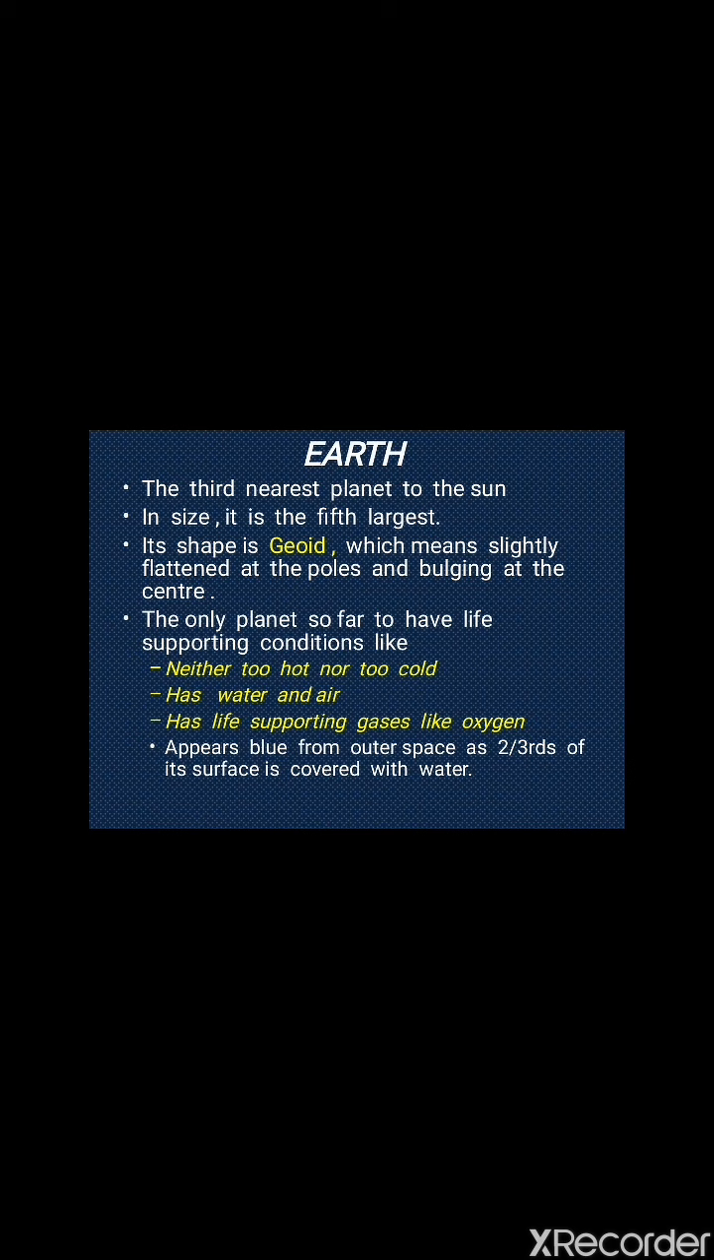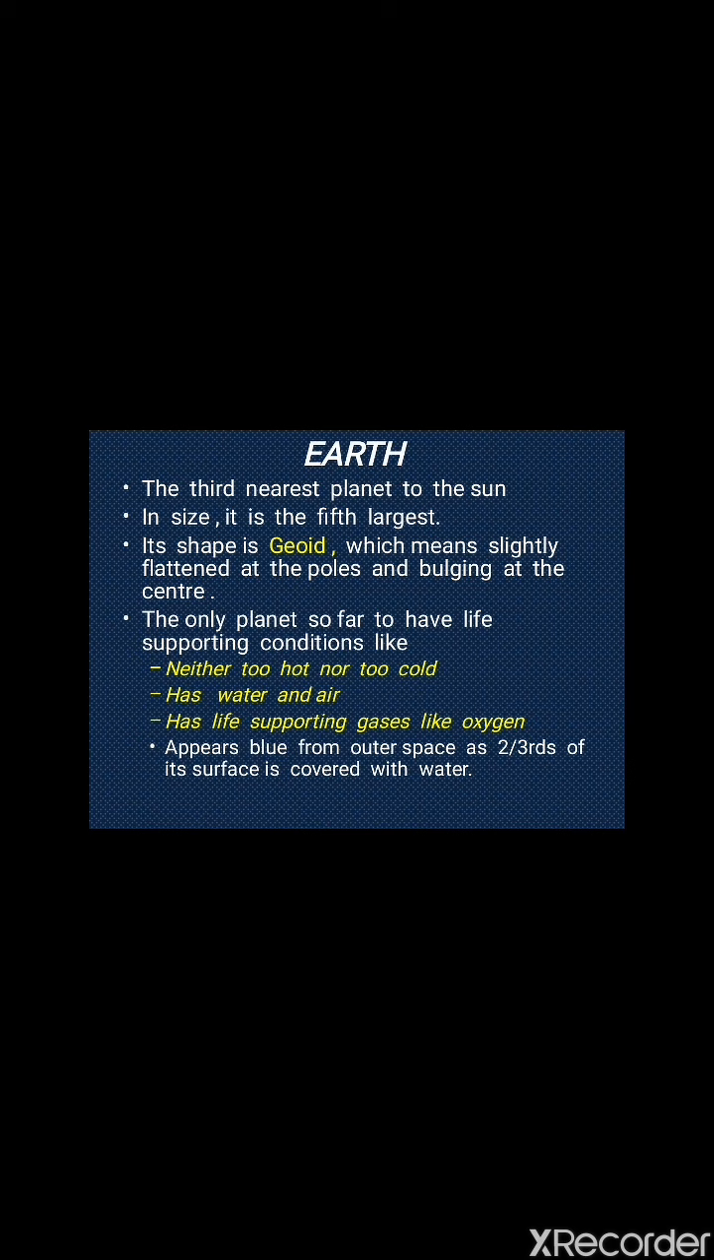And the Earth, as we all know, is the only planet so far to have life-supporting conditions. Now, what are these life-supporting conditions? It is neither too hot, it is neither too cold, it has water and air, which are very essential for our survival, and it has life-supporting gases like oxygen. So, because of all these reasons, the Earth is a unique planet of the solar system.